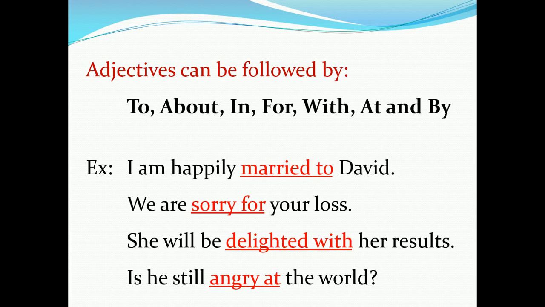The first one, married to David. David is a noun. Then sorry for your loss. It can be considered as an action or emotion. Then delighted with her results, angry at the world. So I hope right now you have got some idea about how prepositions are formed along with adjectives, or how meaningful sentences are derived from adjectives.